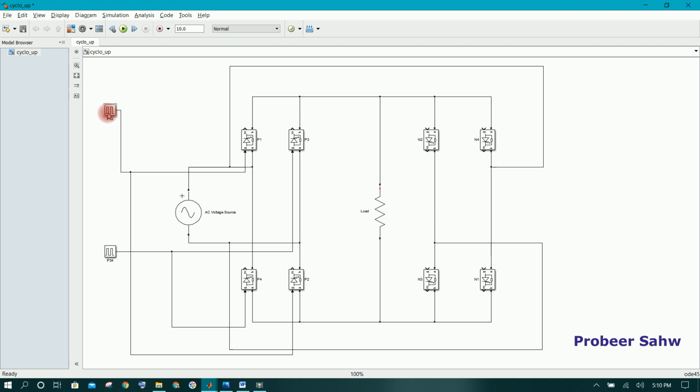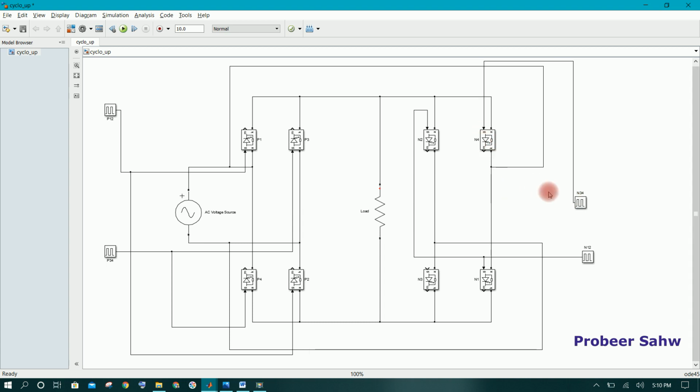Another pulse generator is required for N1 and N2. So let us create this one N1 and 2. The output will go to thyristor N1 and N2. Another one is required for N3 and N4. It will go to N4 and N3.